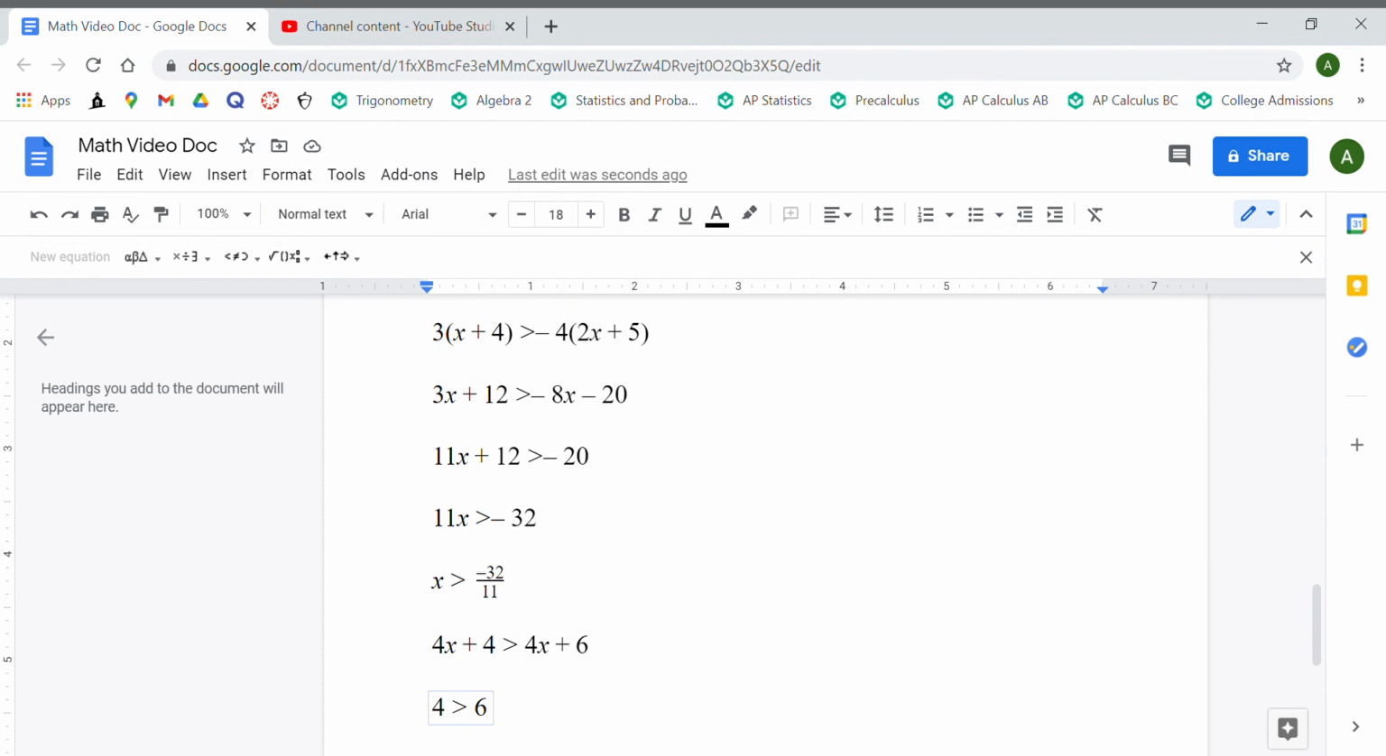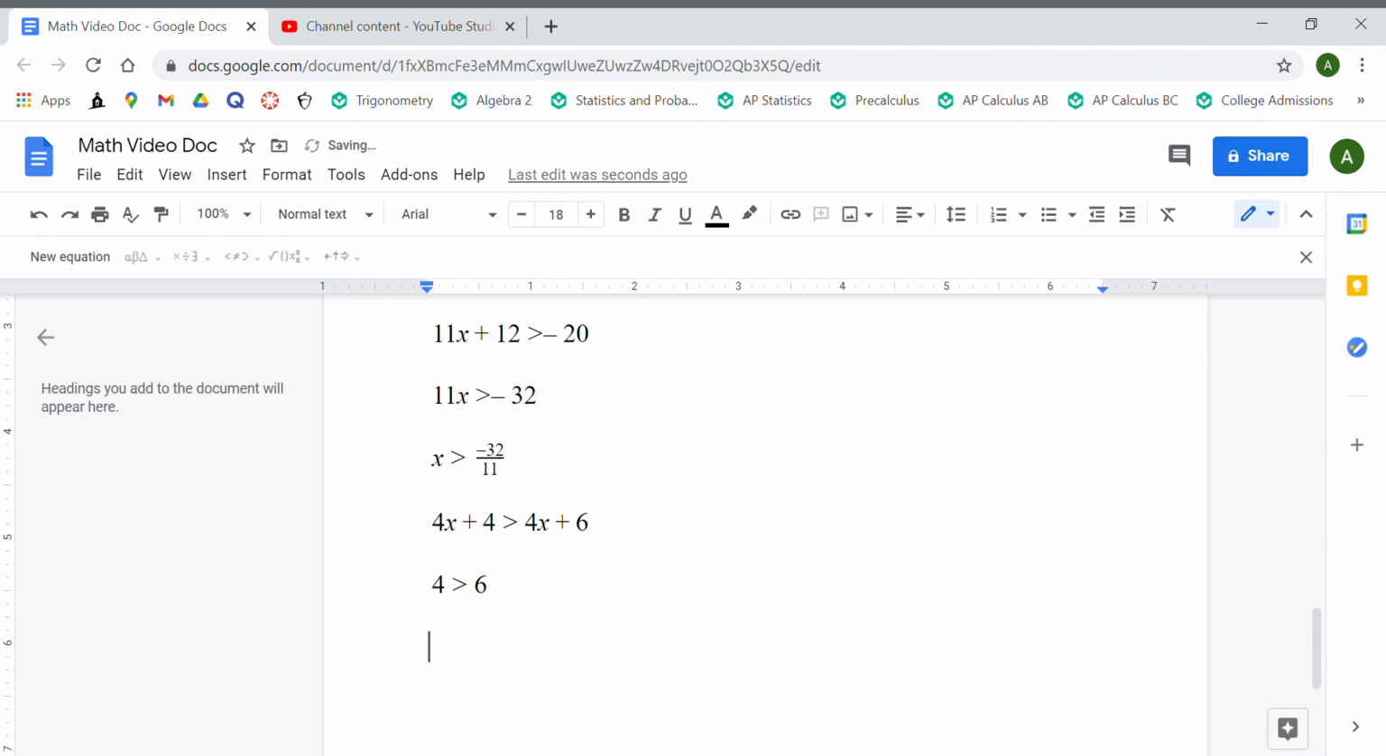Now take a look here. We have 4 is greater than 6. So, is that a true statement? No, it is not. So, if you have a false statement at the very end of your work, there is no solution. No solution. Alright?